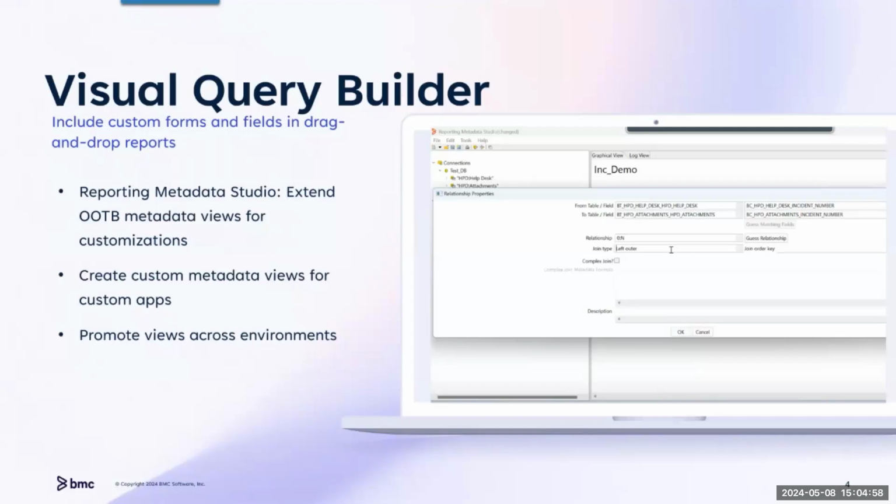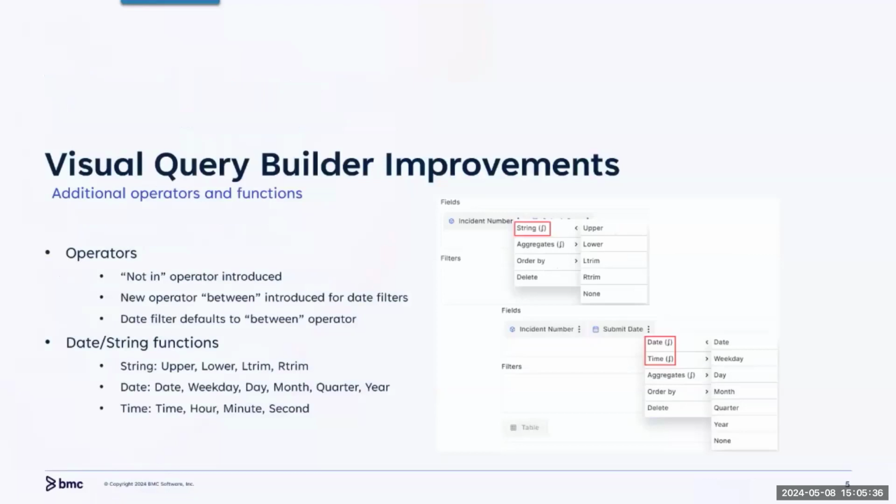We know that most companies prefer a process of developing anything new in a development environment, then you promote it to QA, test it, then promote to production. We are familiar with this process and we have built this capability right into the tool in Reporting Metadata Studio, where you can develop your views in your dev environment, then you can promote it to QA, test it, promote to production. We're going to see a demo of these capabilities on this call.